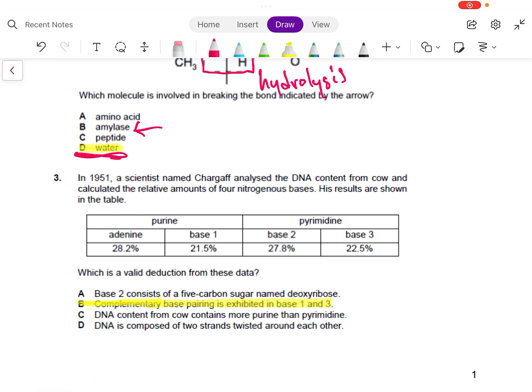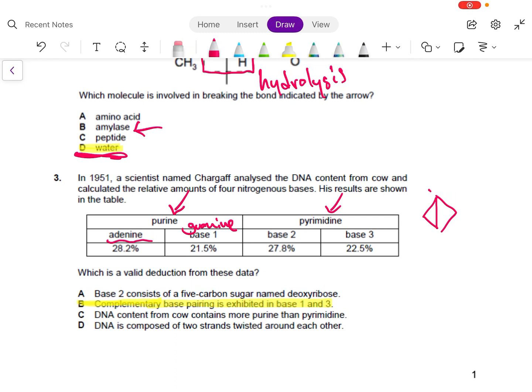Now let's go to question 3. Question 3 asks you which is a valid deduction from these data. They show you purine and pyrimidine, and they show you the percentage of each present. They only gave you the identity of adenine, which is 28.2%. The other purine is guanine. And then the pyrimidines. So how do I know what is a pyrimidine?